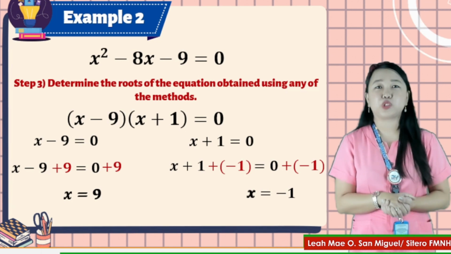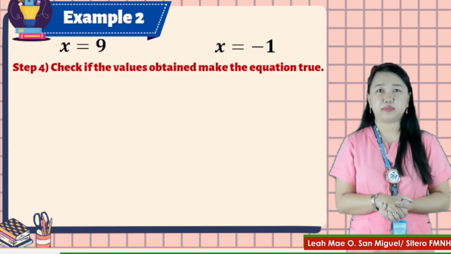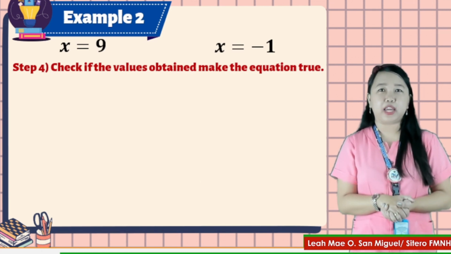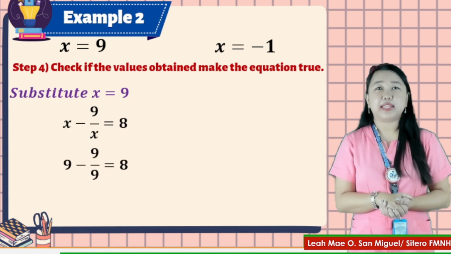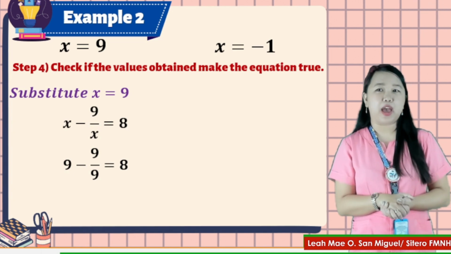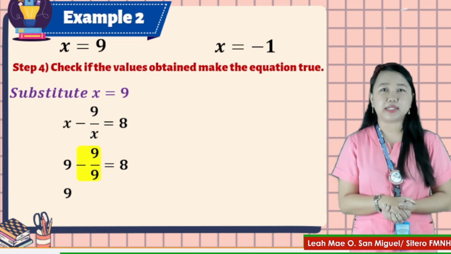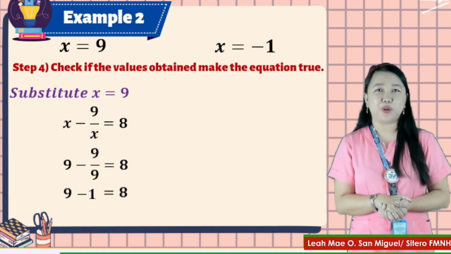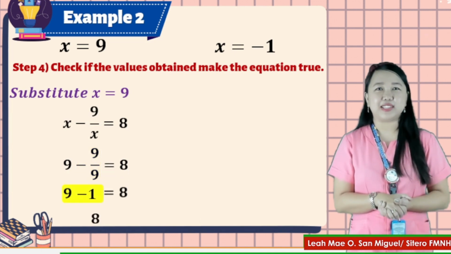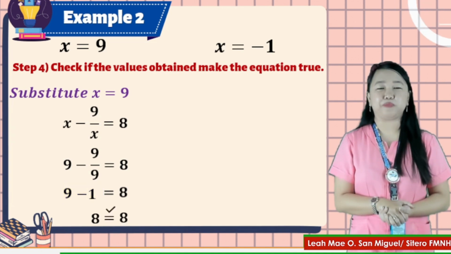Last step is to check if the values obtained make the equation true. Substitute x by 9 in the original equation. It will give us 9 minus 9 over 9 is equal to 8. Simplify. Negative 9 divided by 9 is negative 1. 9 minus 1 is equal to 8. 8 is equal to 8. Check. Let's check the other root.